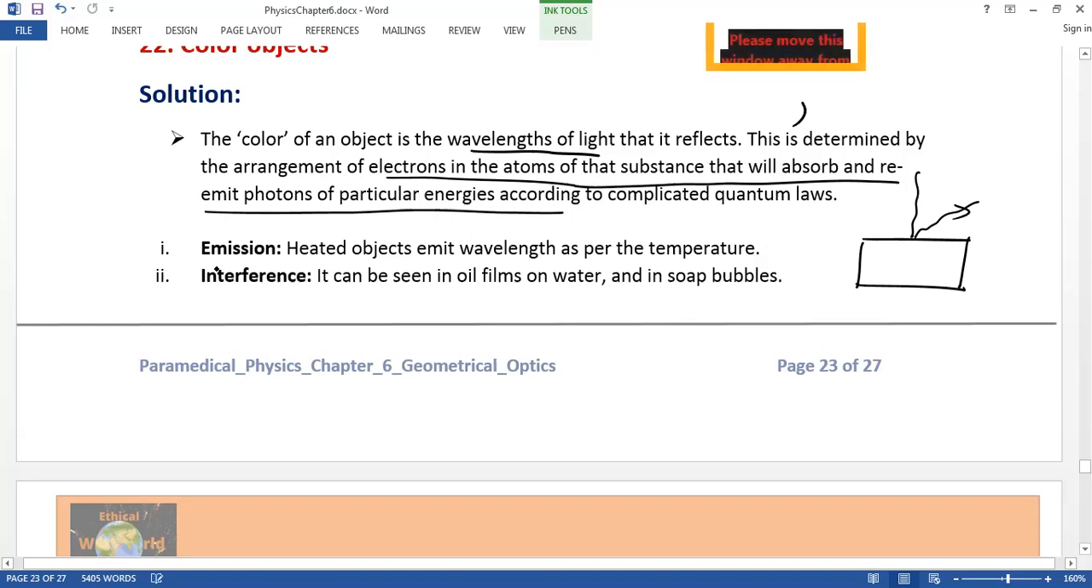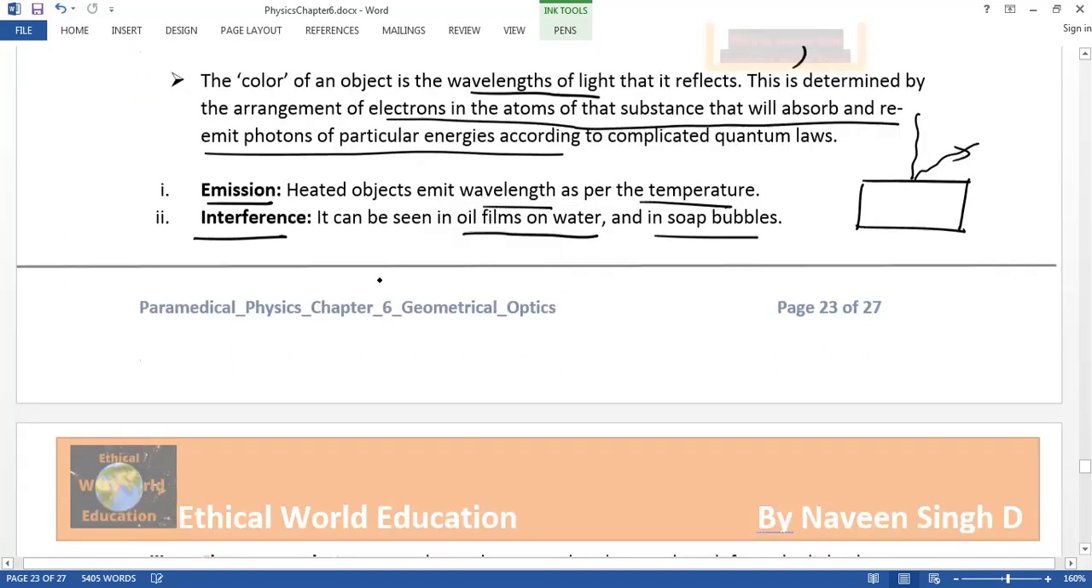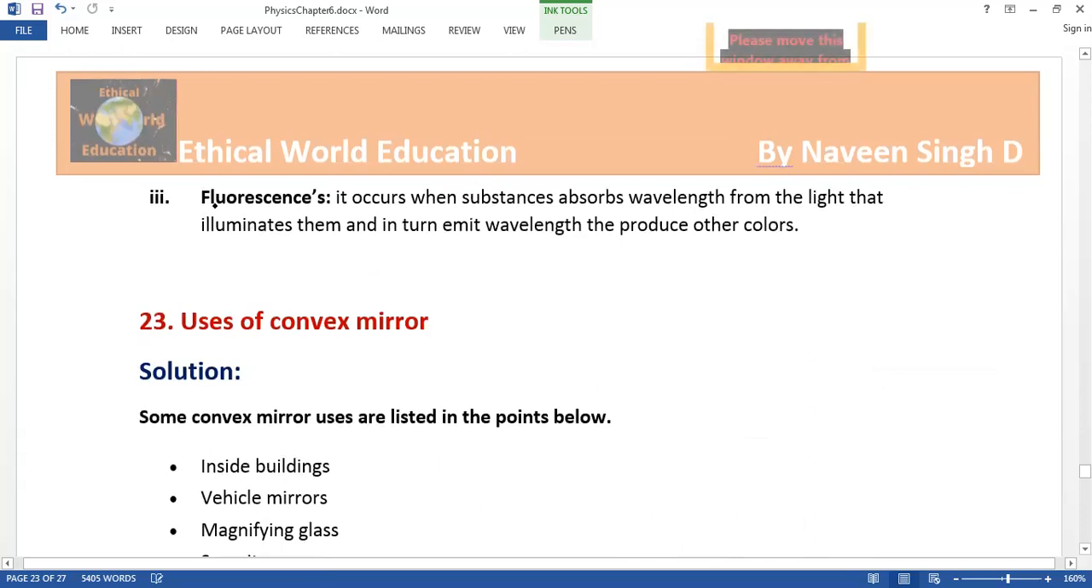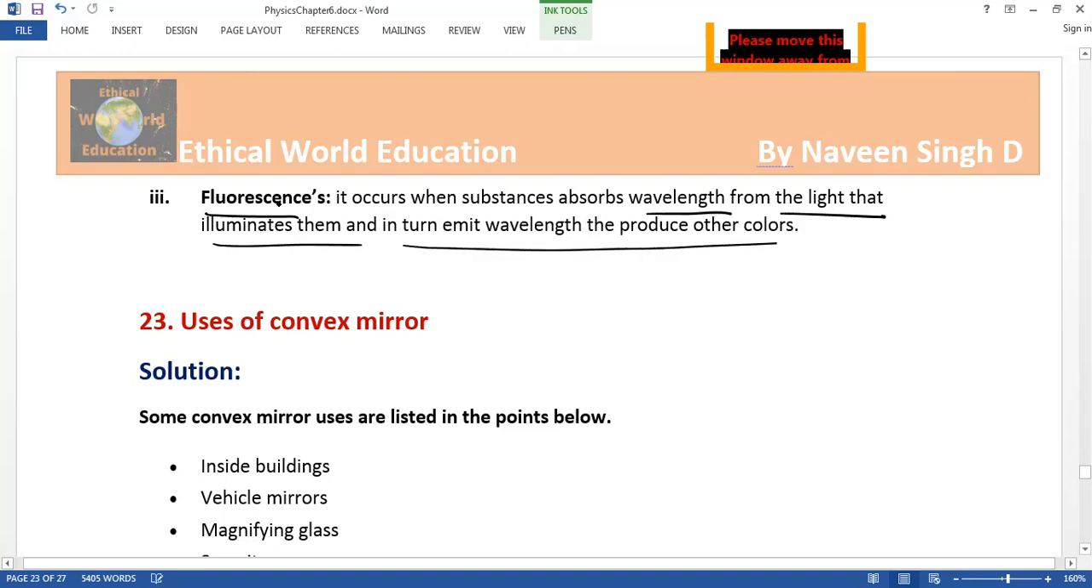Next one is emission. Emission is when a heated object emits wavelengths as per its temperature. Next one is interference. Interference can be seen in oil films on water and in soap bubbles. When oil spills on water, we can see multiple colors, right? That is called interference. Next one is fluorescence. Fluorescence occurs when a substance absorbs wavelengths from the light that illuminates it, and in turn emits a different wavelength, producing other colors. So this is the complete information about colors.